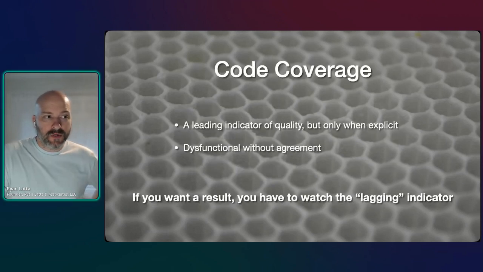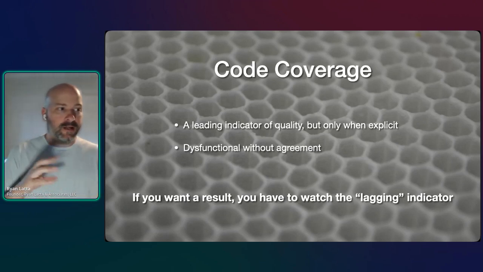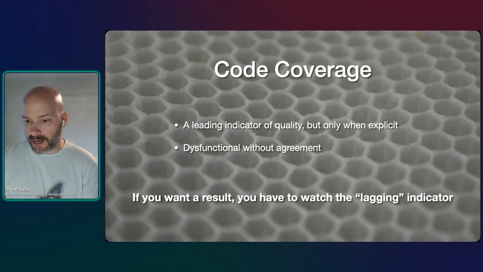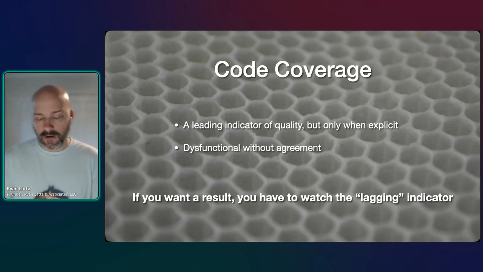Code coverage. Code coverage is actually a really big example. We could spend a lot of time unpacking this one. But what I am going to focus on is this concept of leading and lagging indicators. I always assume people know about leading and lagging indicators, but then I keep bumping into the reality that most people seem to not have a good grasp of it.